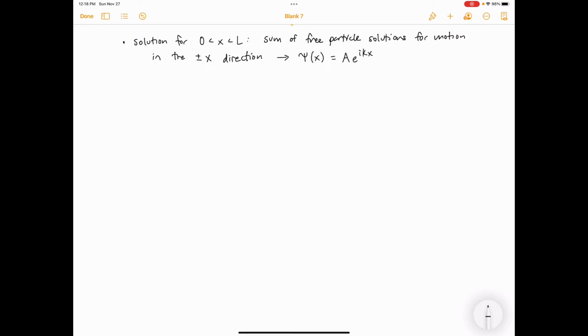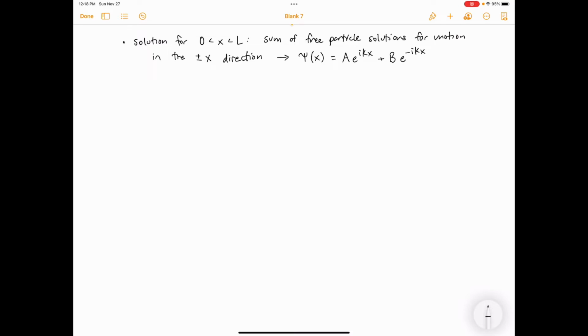That's our solution for the positive x direction. And then I'll say plus B times e to the minus ikx. All right, so that's what it looks like when we have a sum of free particle solutions for motion in the positive and negative x direction.